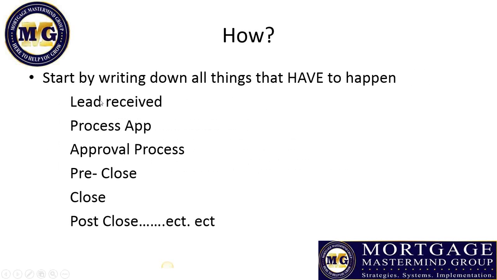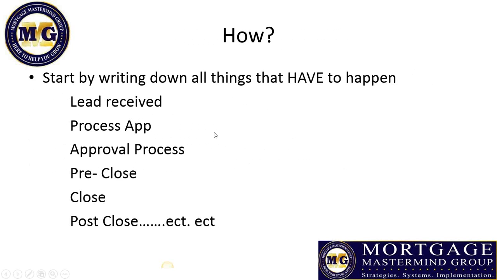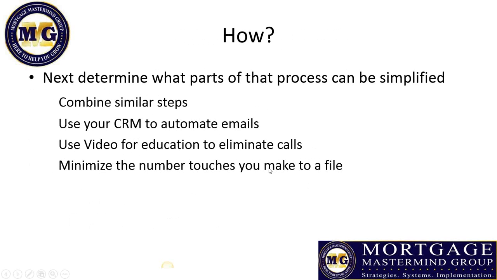So once you've broken down every single step of the process, who handles it, how long each piece takes, I mean every integral part from the approval process all the way down to the pre-close and all the small pieces in between, you're going to look at every one of those and you're going to try and consolidate your efforts. Can you combine similar steps?